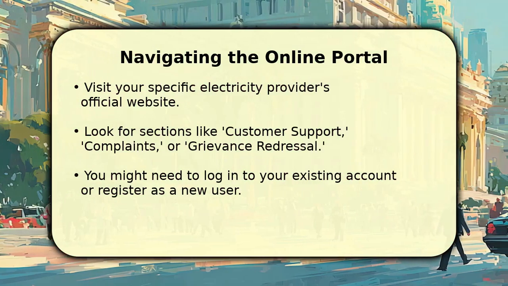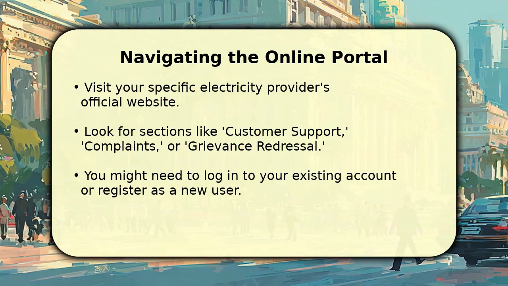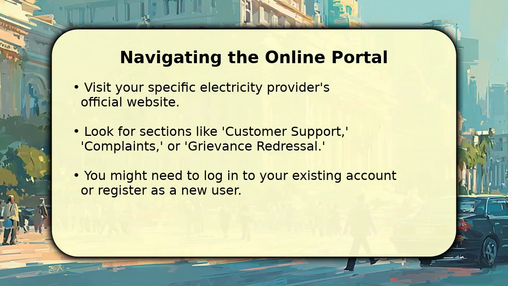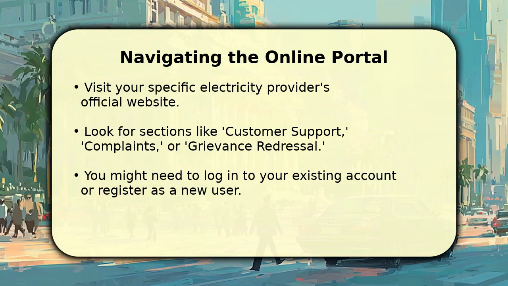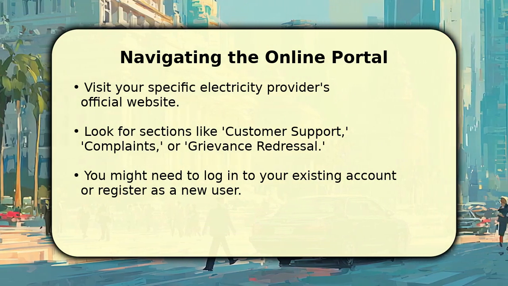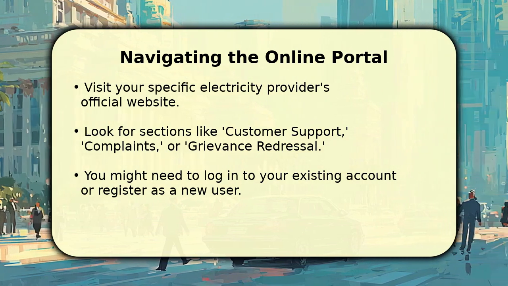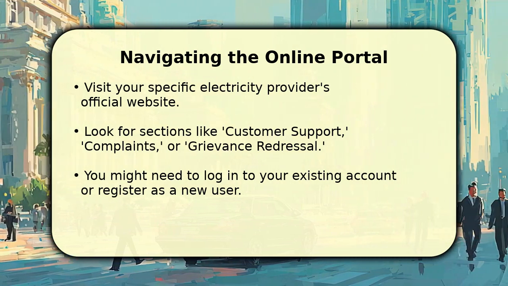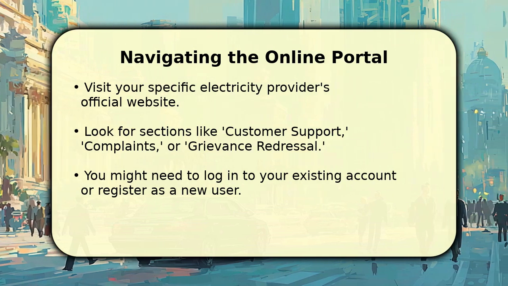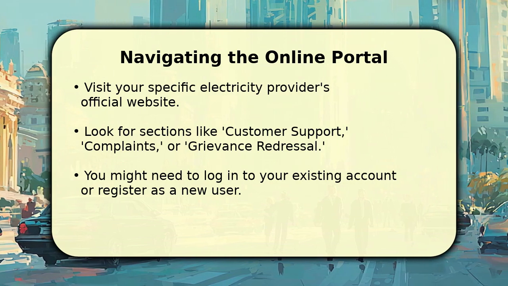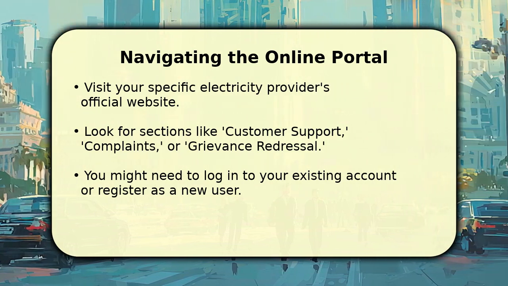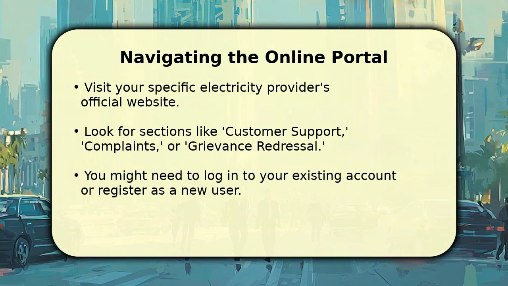Start by opening your web browser and navigating to your electricity provider's official website. Once there, locate the customer service or complaint section, usually found in the main menu or footer. This portal is designed for ease of use, guiding you through the necessary steps. You might need to either log into an existing account or create a new one to access the complaint form. Take a moment to familiarize yourself with the site's layout.